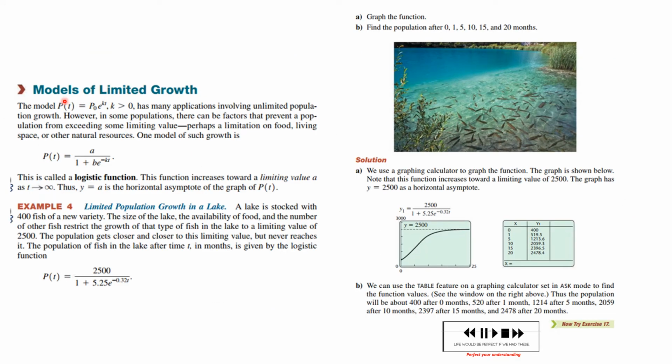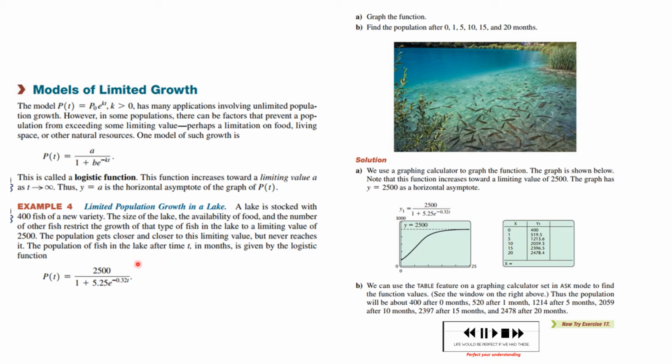There also are realistic models of limited growth. And these have many applications, because growth can't happen in an unlimited fashion. There's only so much food and so much resource. So in some populations, in fact probably in every population, there are factors that prevent it from exceeding certain limiting values. So here's a model. This is called a logistic function. Notice that the exponential is in the denominator, and we have a negative kt.